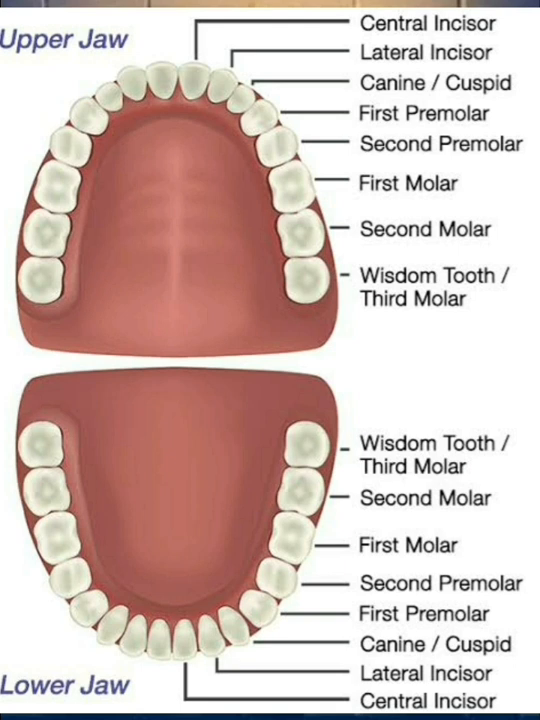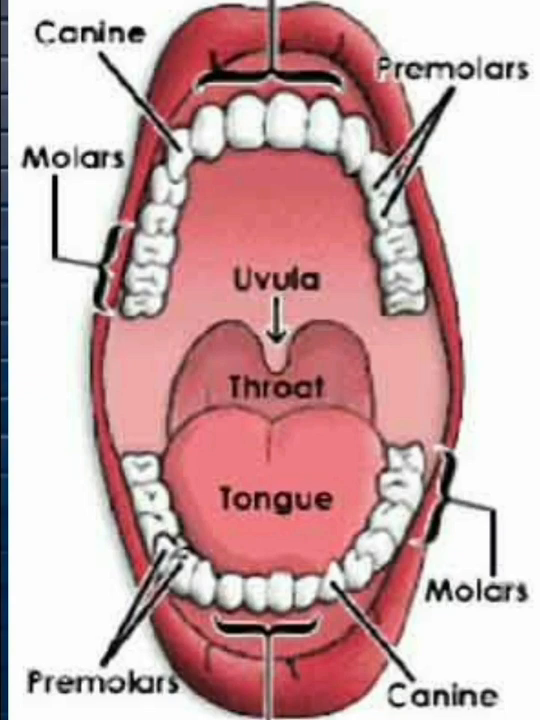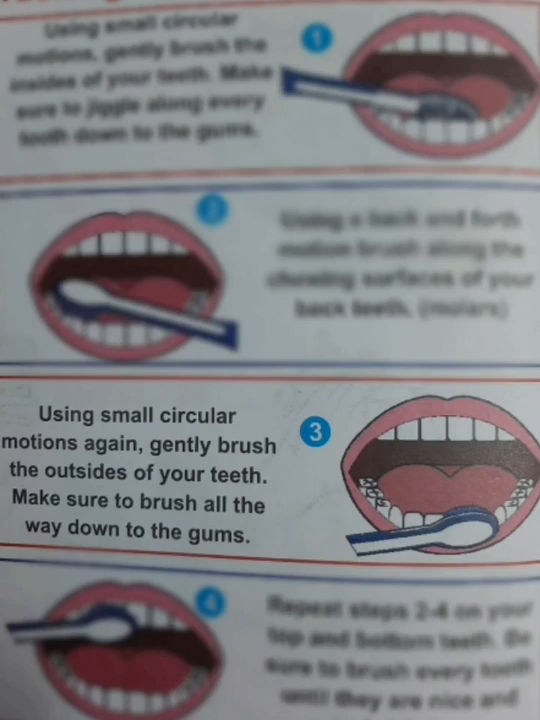That is called grinding teeth. When you eat something, when you chew something, that is called grinding. So you eat with your back teeth. Okay. So always use a back and forth motion when you brush your teeth.